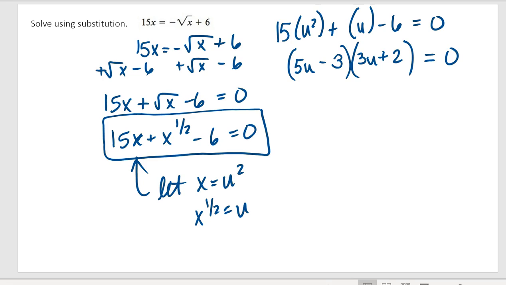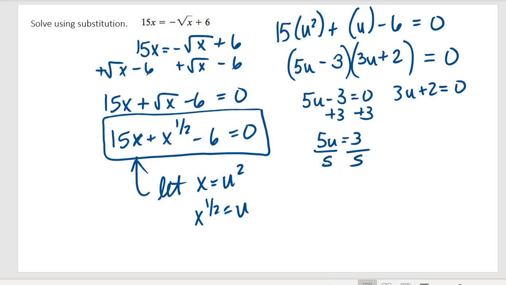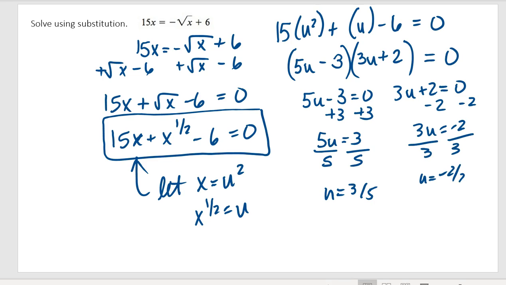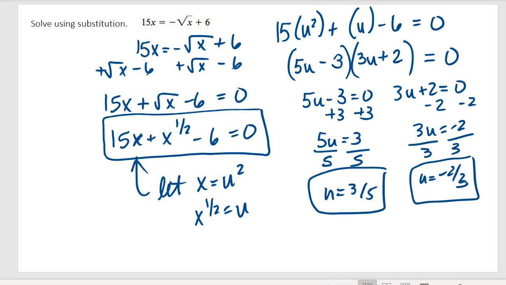And now that it's reduced to a quadratic, we're going to solve using the zero factor property and set each factor equal to 0. And we're going to get u is equal to 3/5. And u is equal to negative 2/3. But whoa, you're not done yet. The problem didn't want to know what u was equal to. It wanted to know what x was equal to. So we're going to reverse substitute and we're going to replace u with x to the 1/2.